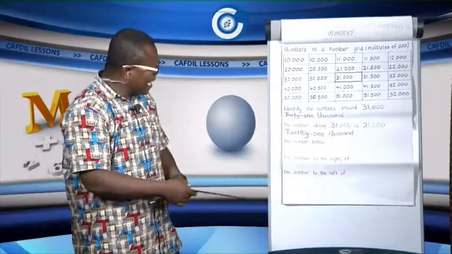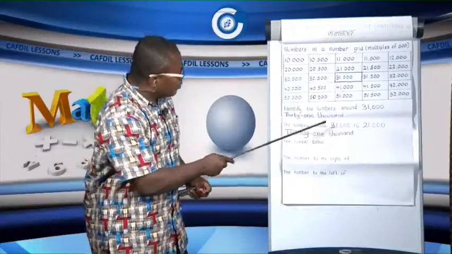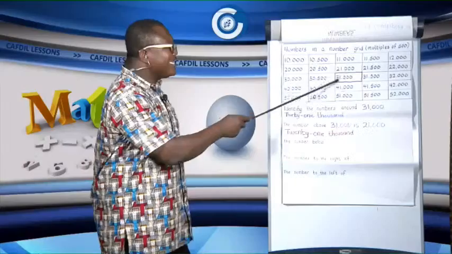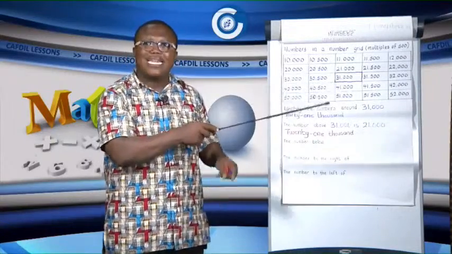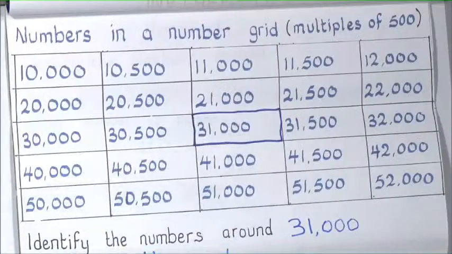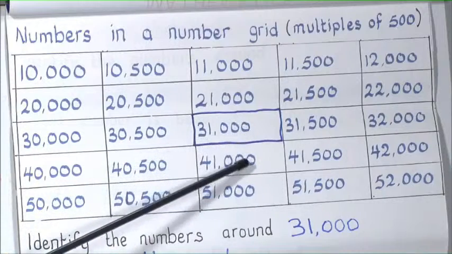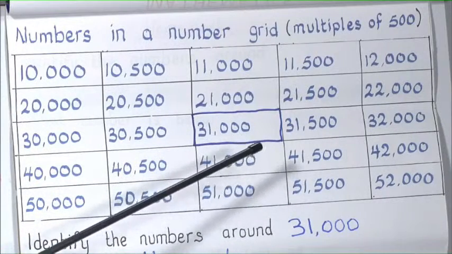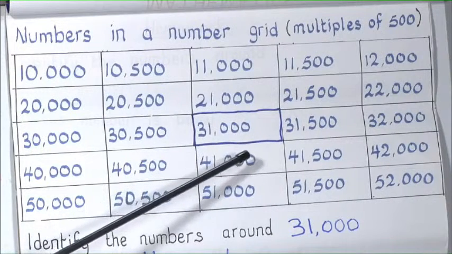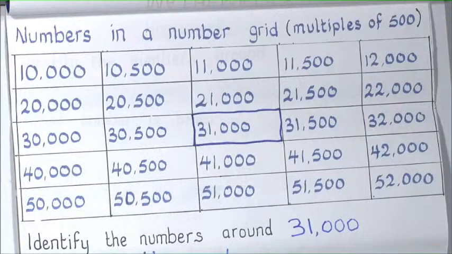Now let's look at the next one, the number below 31,000. So this is 31,000. We want to look at the number which is below this 31,000. So we said below is the number which is down. So if this is 31,000, which is the number which is down? The number below 31,000, 41,000. Very good. So it becomes 41,000.